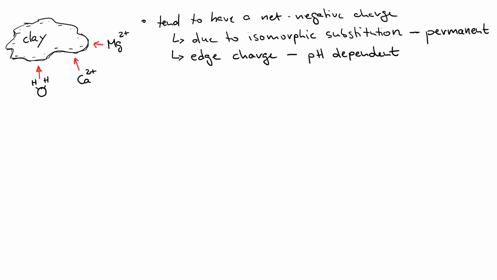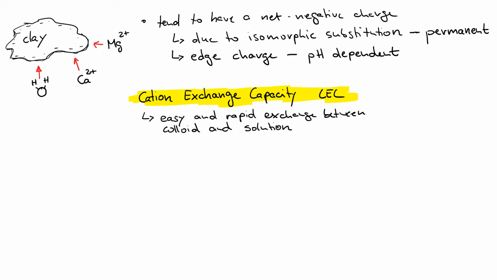Whereas the edge charge, which we've learned, is very much pH dependent. So in alkaline conditions, you tend to have a cation exchange capacity. If you go to acidic conditions, you might even have an anion exchange capacity from clay minerals. Taken all these together, they give rise to what we call cation exchange capacity, or in short, CEC.